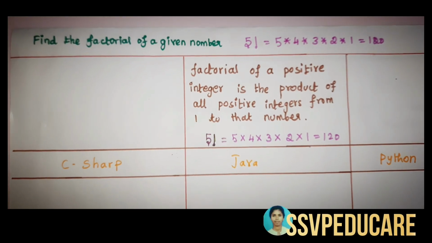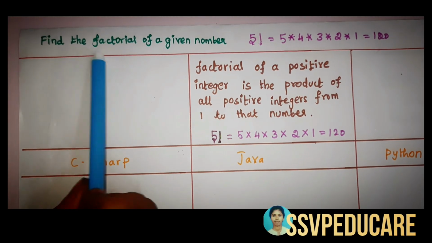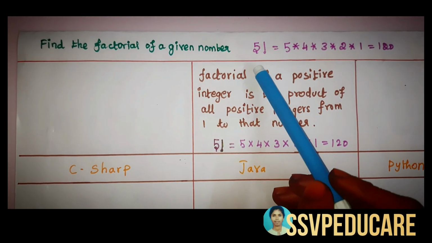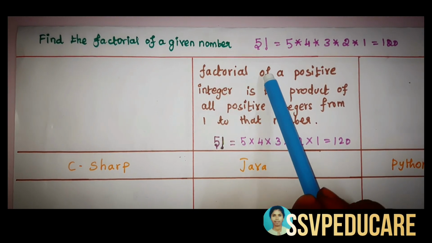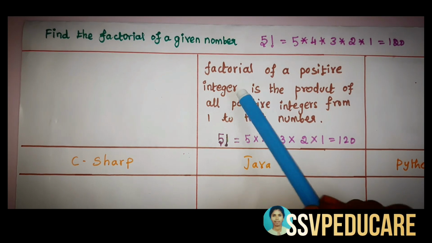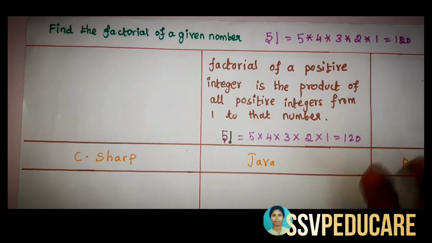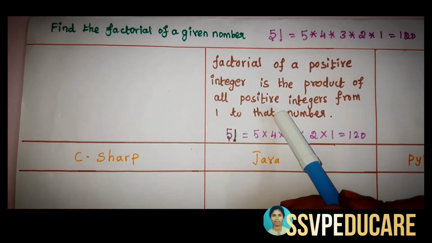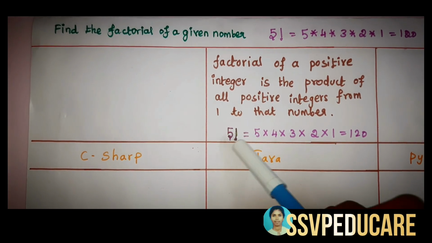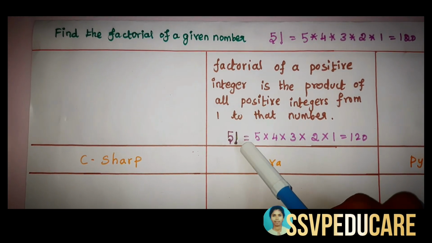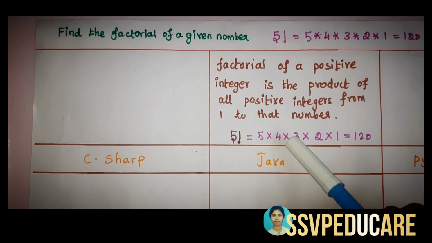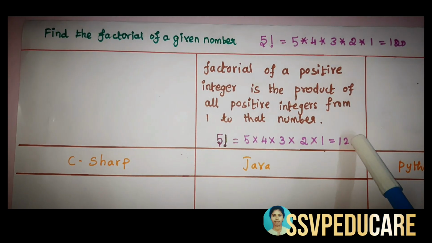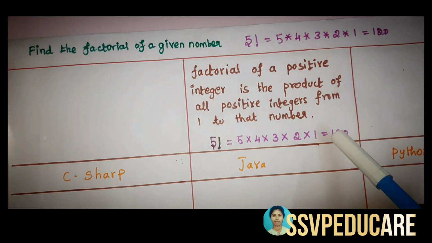Today let's understand the factorial program. Find the factorial of a given number. First, what is factorial? The factorial of a positive integer is the product of all positive integers from 1 to that number. For example, 5 factorial equals 5 into 4 into 3 into 2 into 1, so it equals 120. Now let's understand the logic in C#.